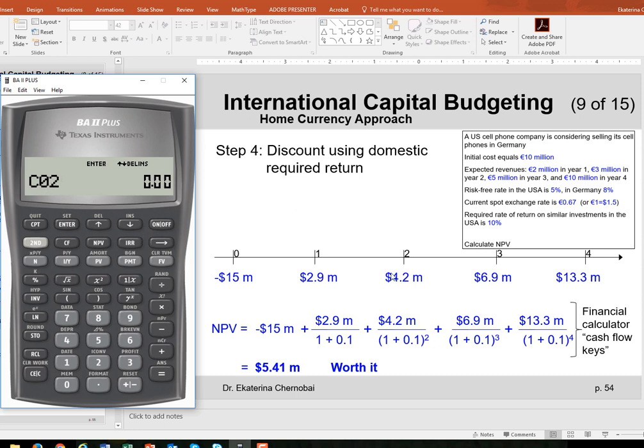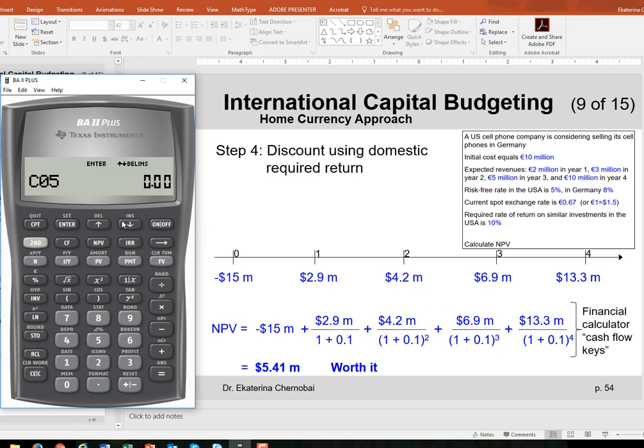Cash flow number 2 in the future, 4.2. 4.2, enter, down, and down arrow key again. Cash flow number 3 in the future, 6.9. 6.9, enter, down, down. And the fourth future cash flow, 13.3. 13.3, enter, down, down. That's it. There is no more cash flow number 5.